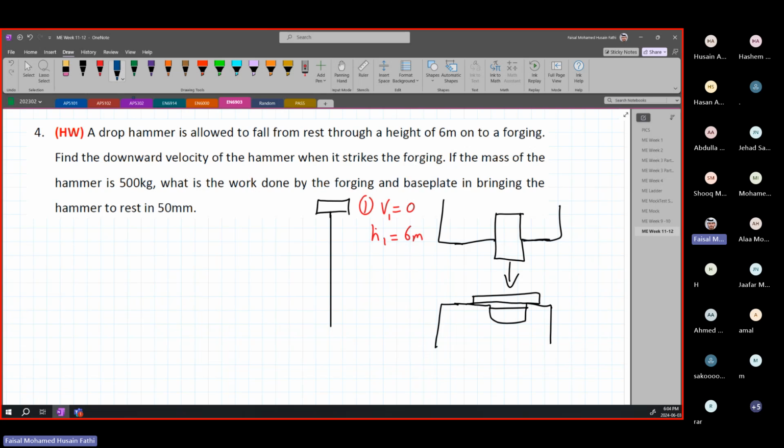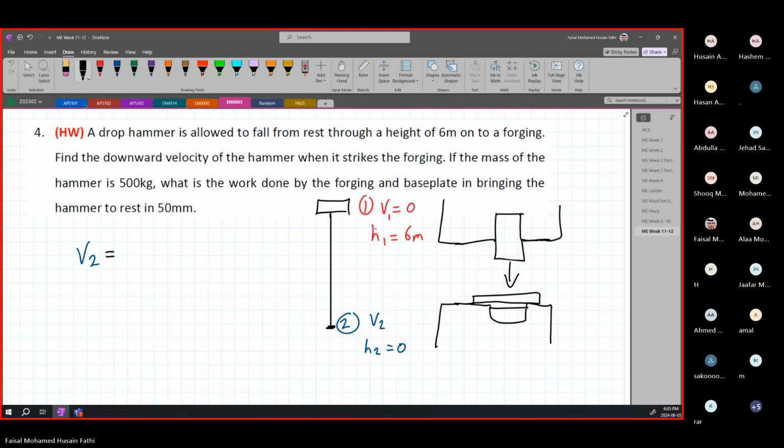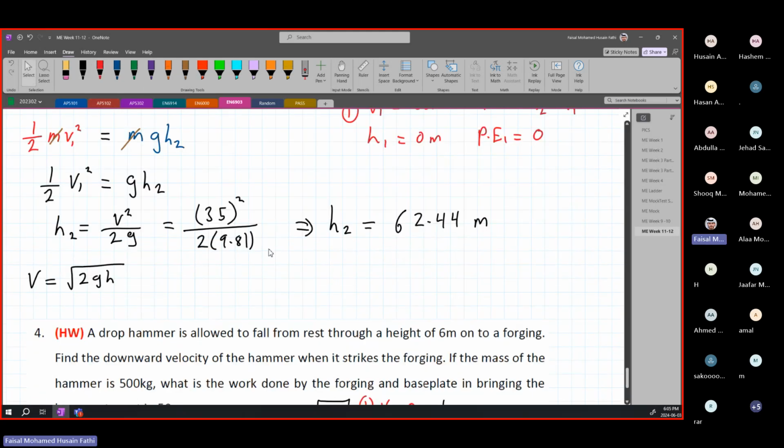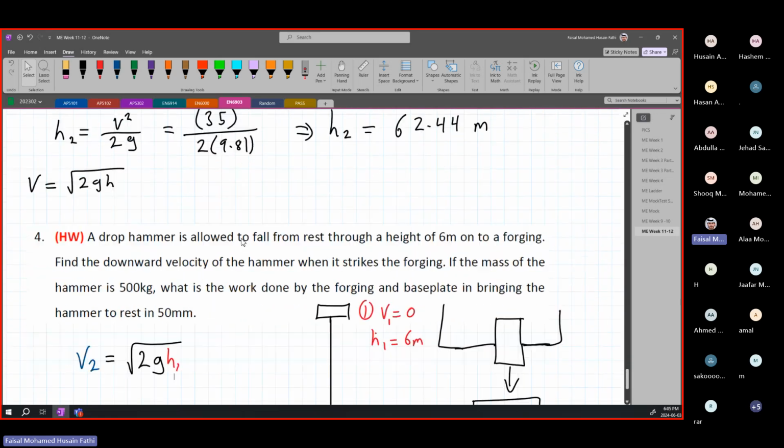So when it strikes the forging, that is phase 2. Here, this is when it hits. Our height H2 is equal to 0, but we have a velocity V2. Since you have this common or general form, you can directly find your V2 is equal to the square root of 2gH1. You can directly find it this way, or you can apply the same method with conservation of energy. I just wanted to use it one time in a question so that you guys can see how it is used.